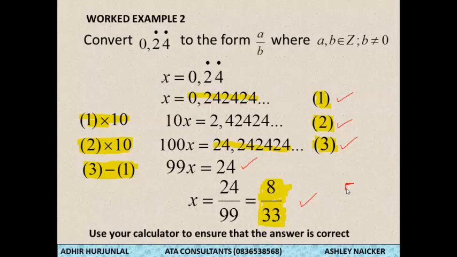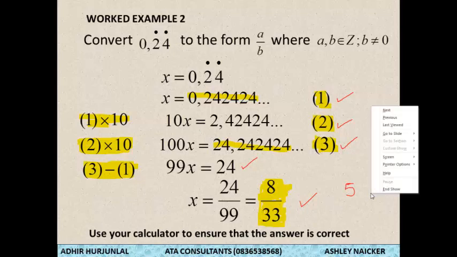Something like this, if possible, 5 marks, 4 marks will be more convenient to use. But remember, between 4 to 5% is something that you cannot lose. Verify the answer by using your calculator. Let's proceed, guys, now to the next example.